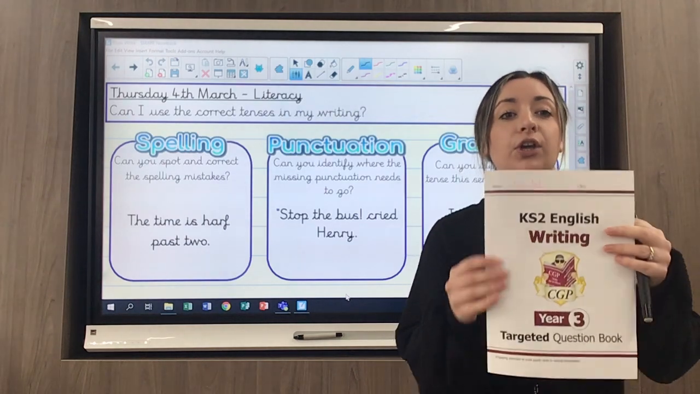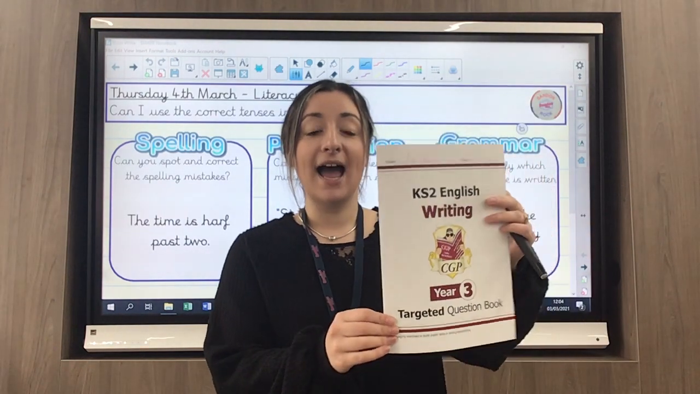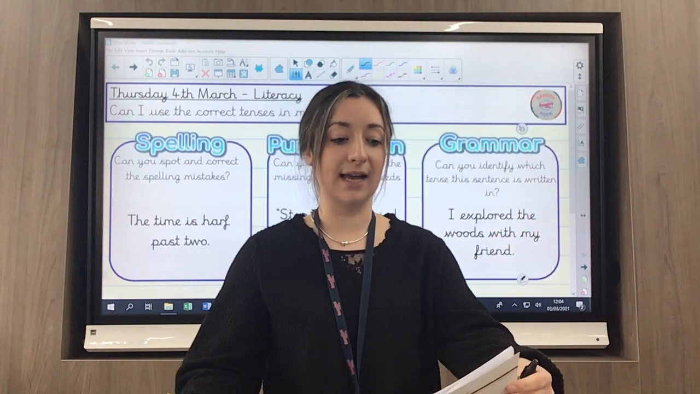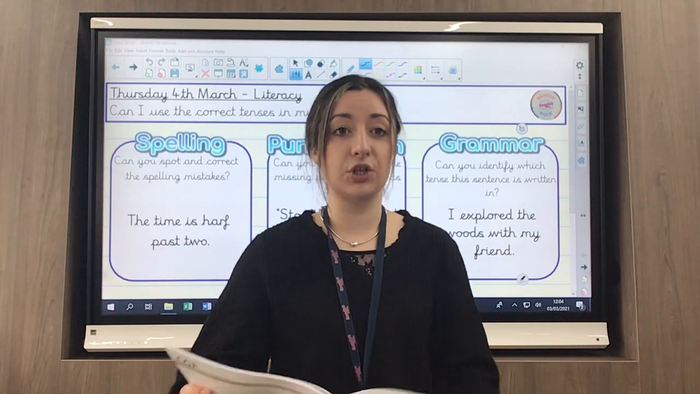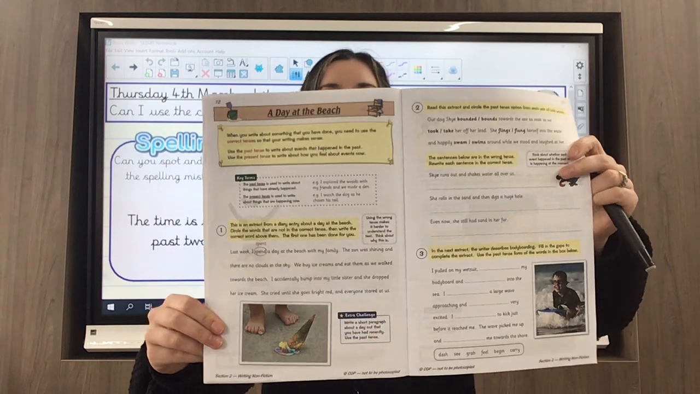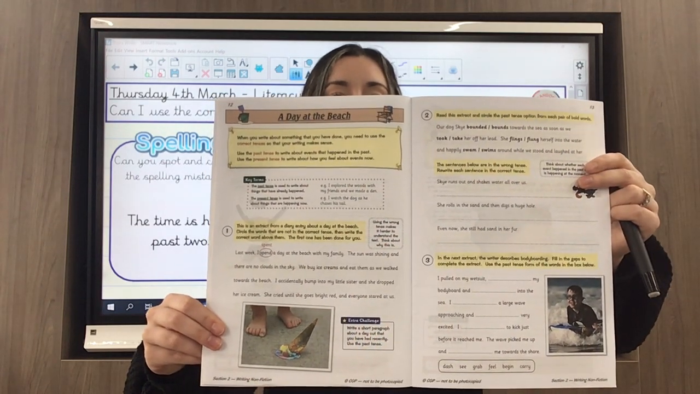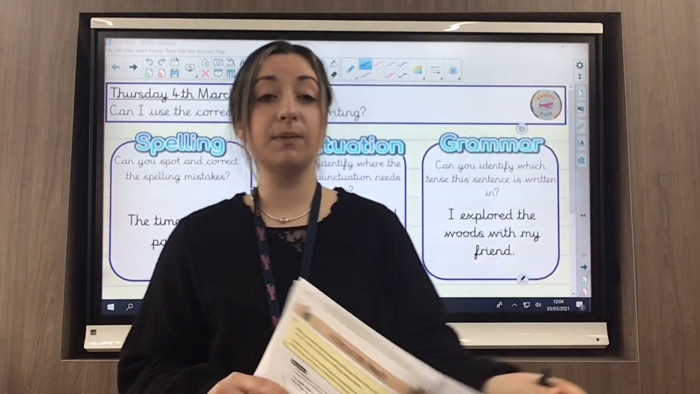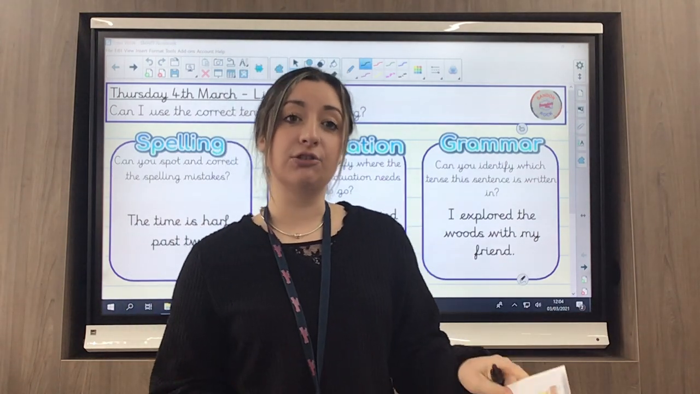So you will need your Year 3 writing book, and the pages that I want us to be looking at today is page 12 and 13. Okay, so these are the pages that you need. At the top the title says A Day at the Beach. Now, we are going to be working through this today and tomorrow.